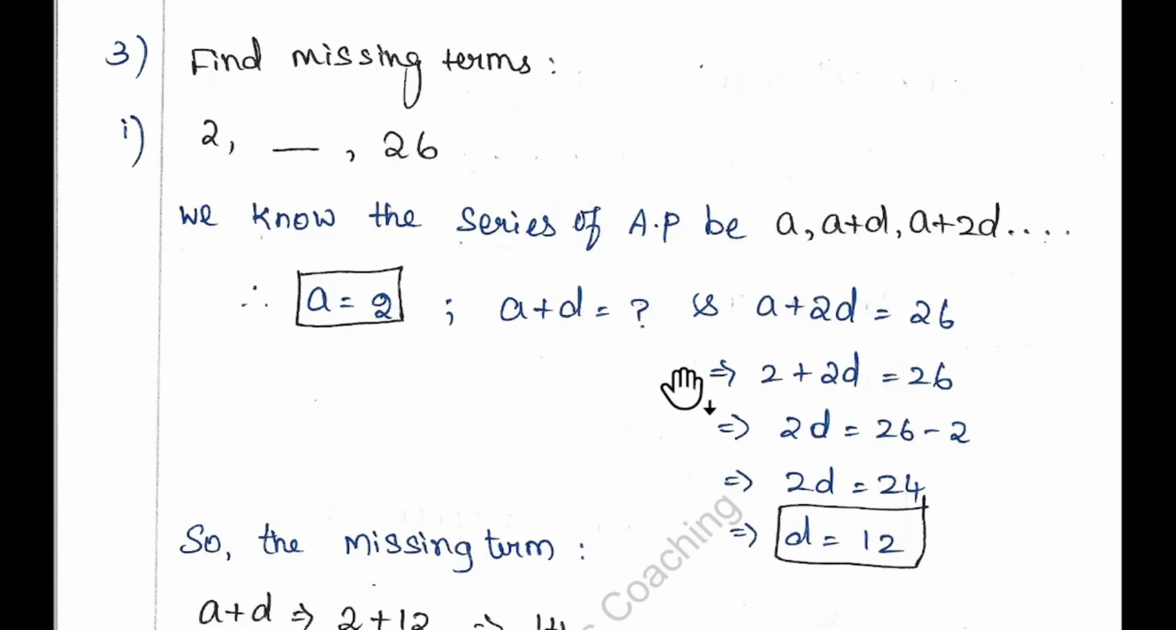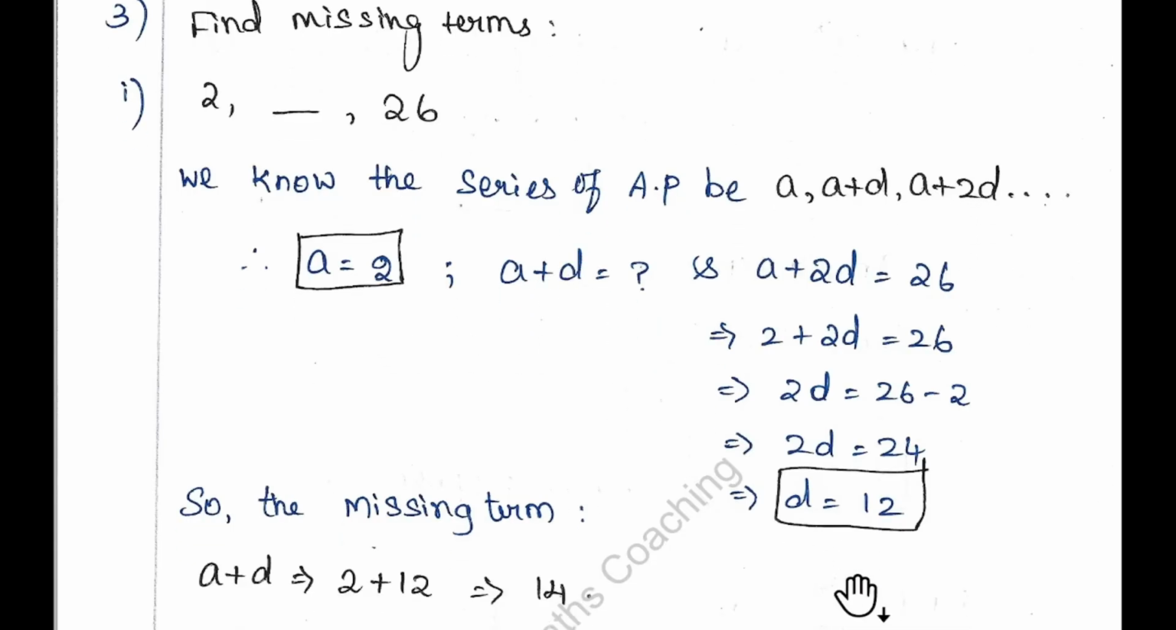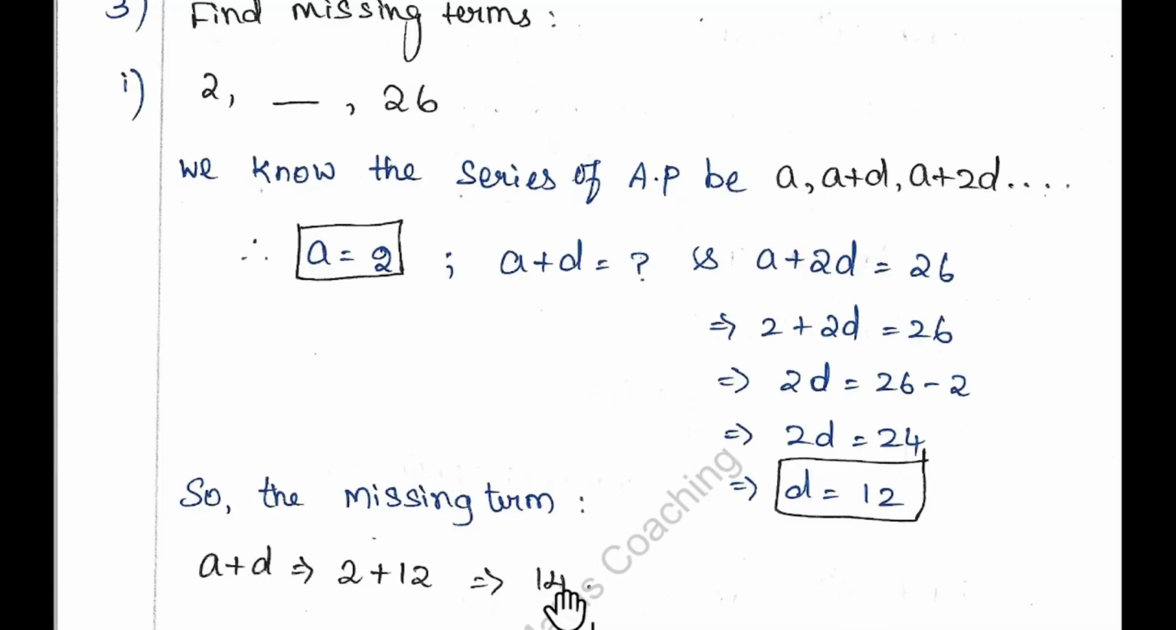So once you get A and D, you can just substitute in the series form, you get the missing term, right? So A plus D means 2 plus 12, which is 14. So the missing term is 14 here.